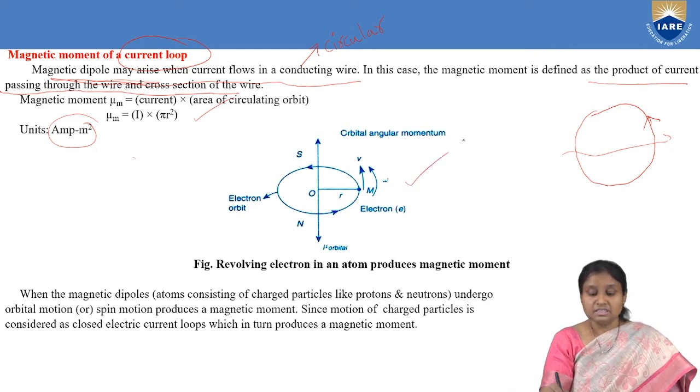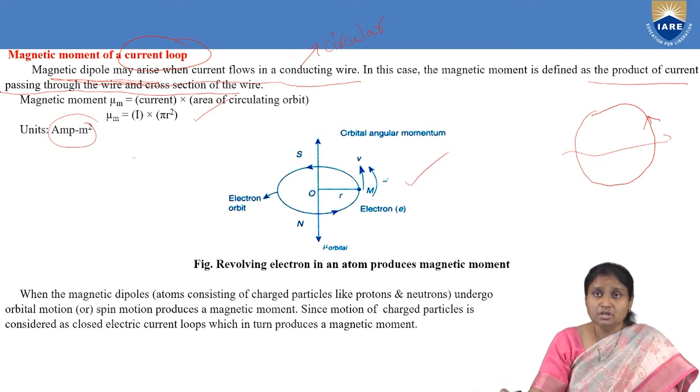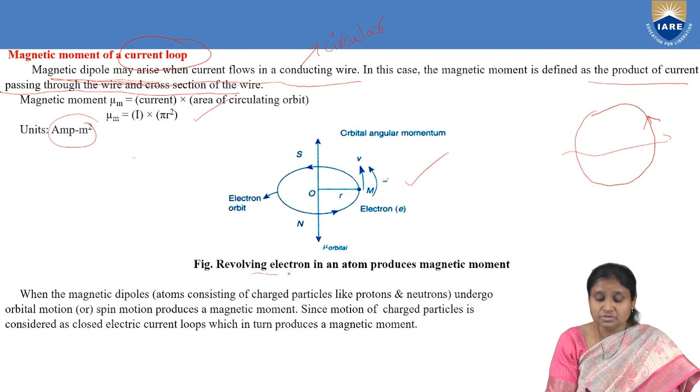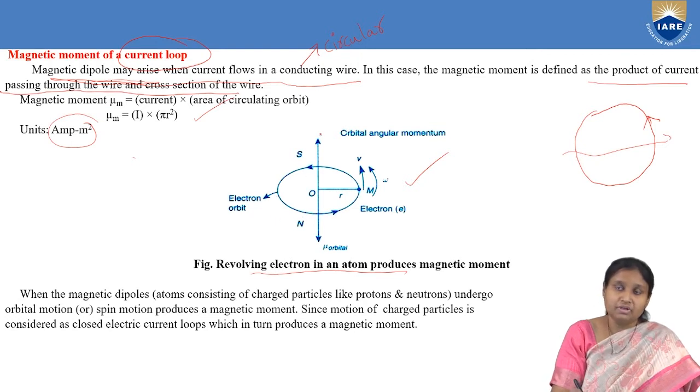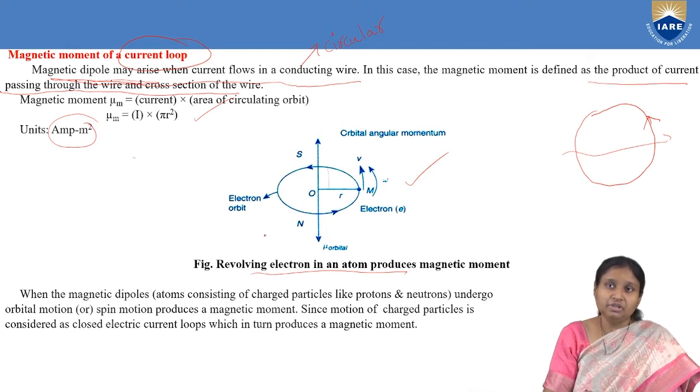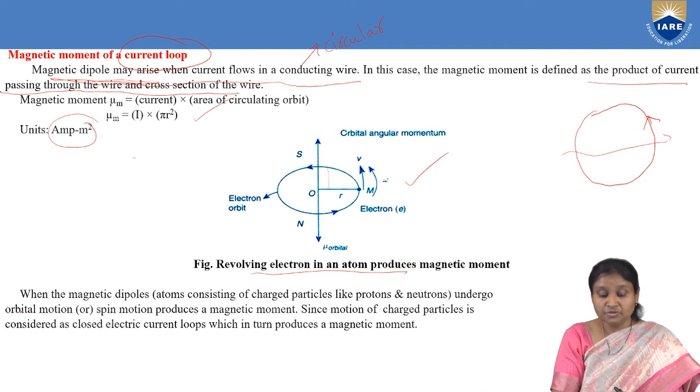So in this figure you can see the orbital motion of electron. We have a revolving electron in an atom, and it is giving rise to magnetic moment. As you can see here, I have taken an orbit whose radius is r. We have flow of electrons in this direction. Then we have angular momentum as well as magnetic field, which is being produced in a direction perpendicular to flow of current.